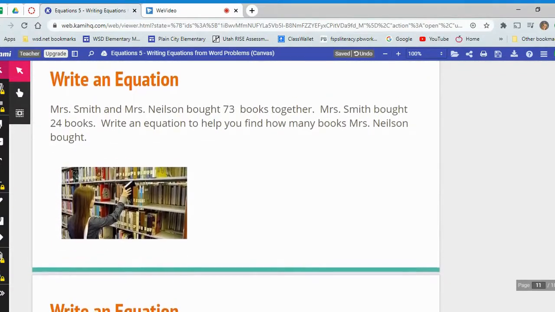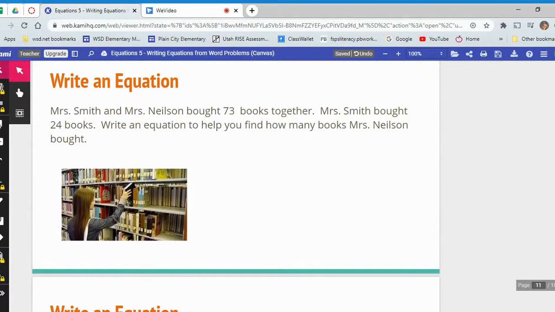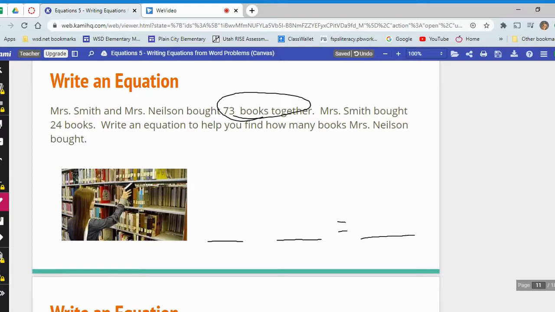All right, let's do one more together and then we'll give you some to practice. So Mrs. Smith and Mrs. Nelson bought 73 books together. Mrs. Smith bought 24 books. Write an equation to help you find how many books Mrs. Nelson bought. So let's get it set up. I always like to start with that end result, right? Do we know the total books they bought? Well, we do. It says they bought 73 books together. So I know that's my end result.